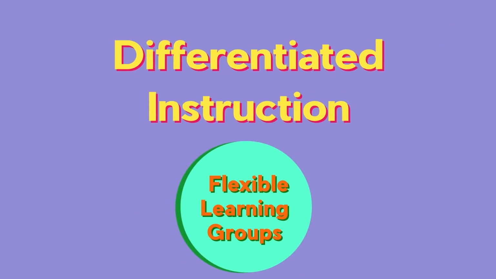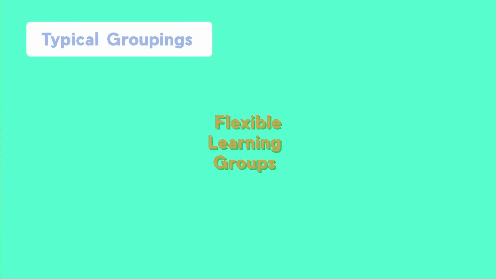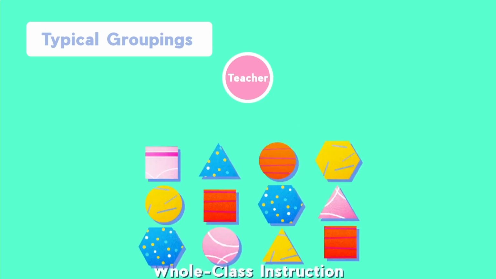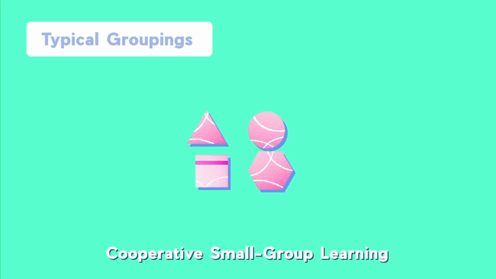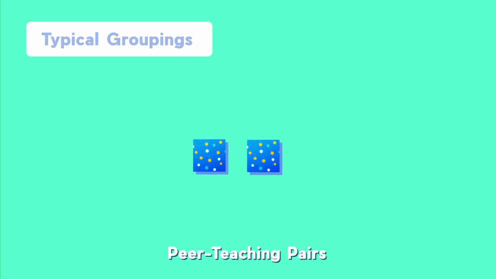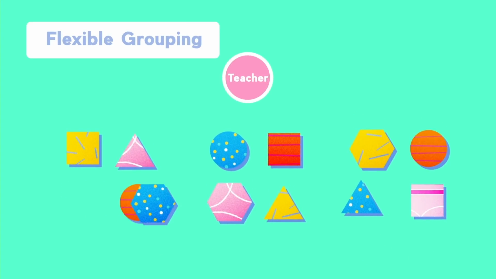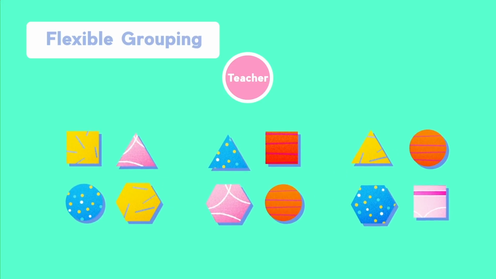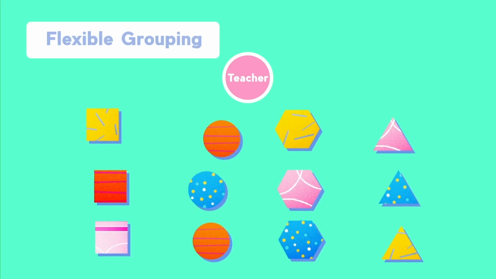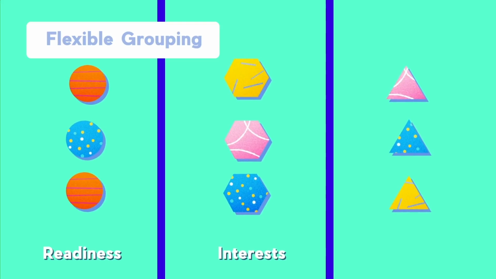Another hallmark of differentiated instruction is the use of flexible learning groups. Typical groupings include whole class instruction, small group instruction, one-to-one instruction, cooperative small group learning, peer teaching pairs, and independent learning. With flexible grouping, students are grouped and regrouped throughout the school year. This flexible way of organizing learning allows us to provide targeted small group instruction for students who share similar learning readiness, interests, or learning preferences.